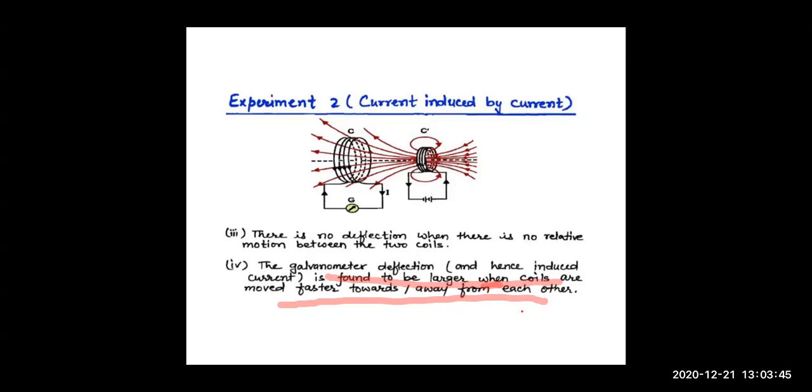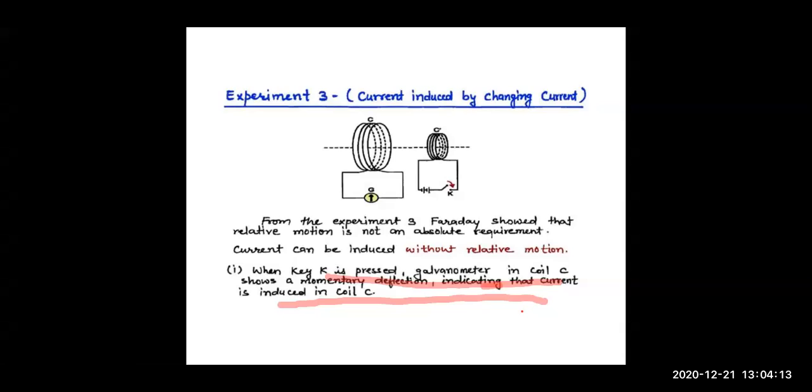Now let's talk about experiment number 3. In experiment number 3, Faraday showed that relative motion is not absolutely required. So current can also be produced without relative motion.